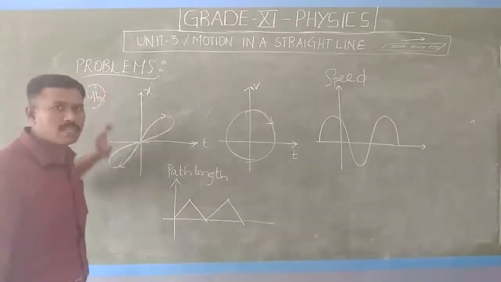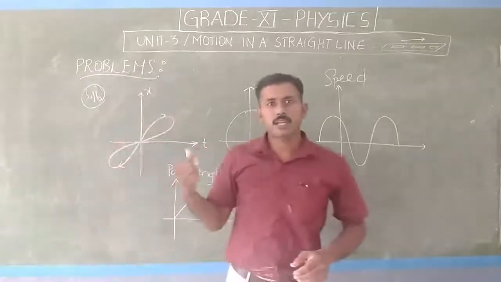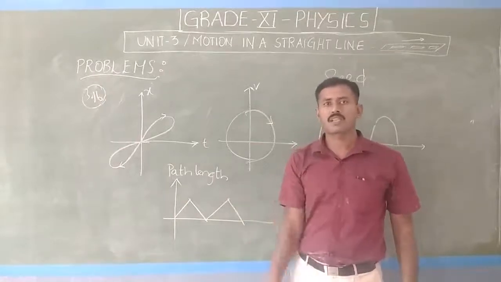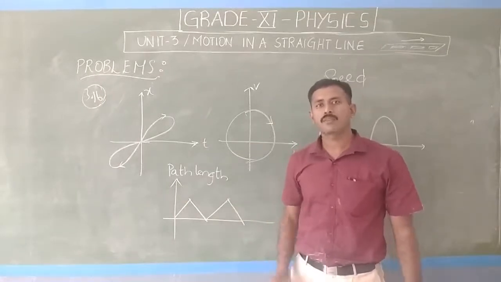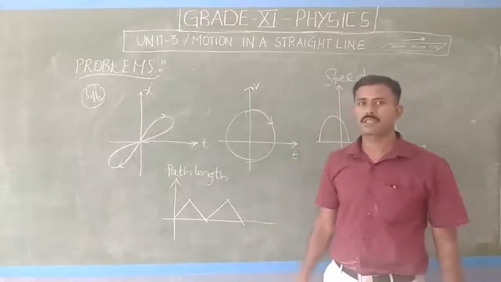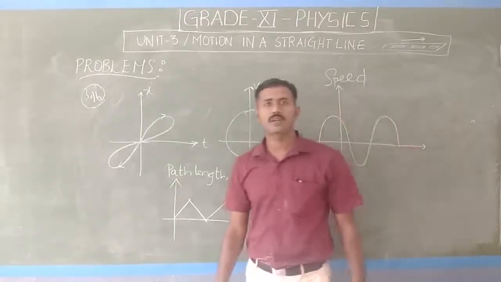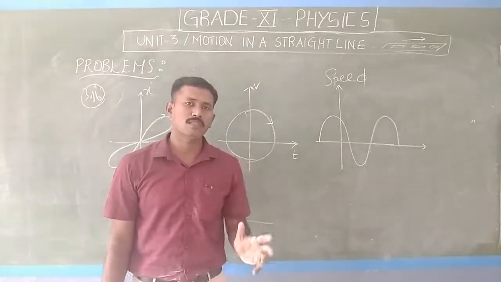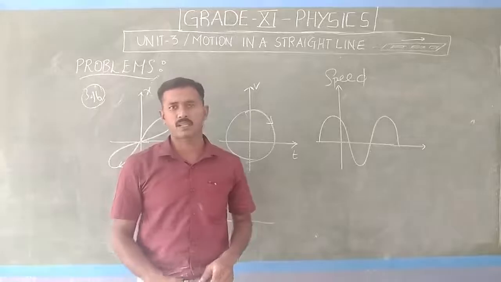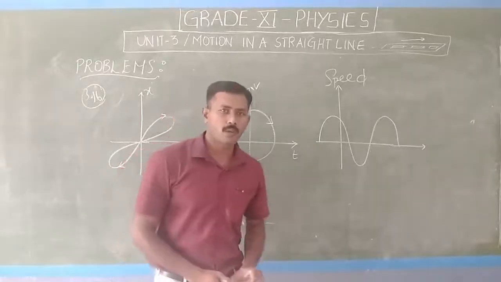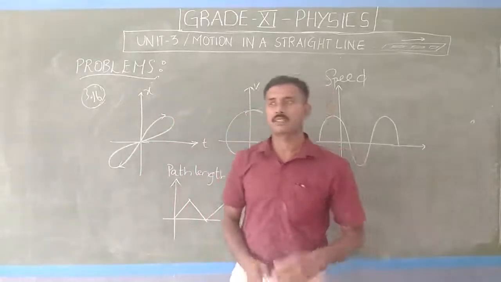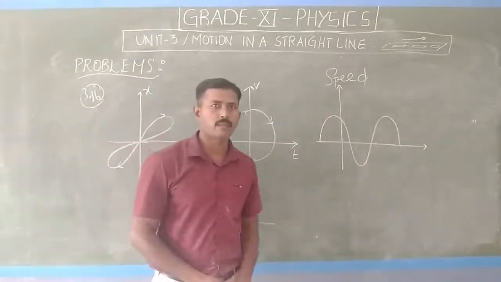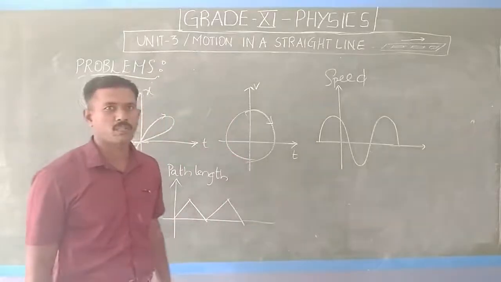The question asked is, check which of the graphs represents one-dimensional motion of a particle. Which of the graphs represents one-dimensional motion of an object? You know one-dimensional motion means motion in any one direction. The change in displacement with respect to time in one direction. That is one-dimensional motion.